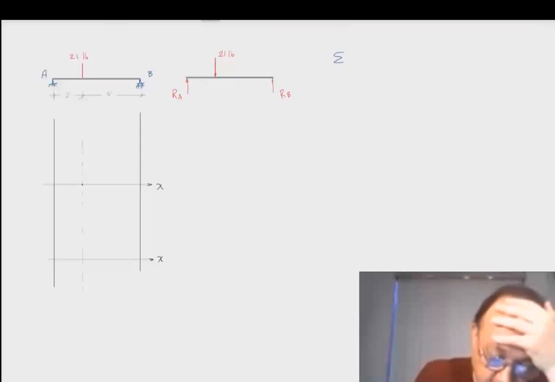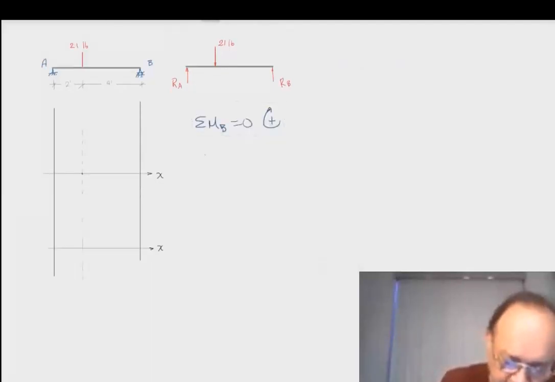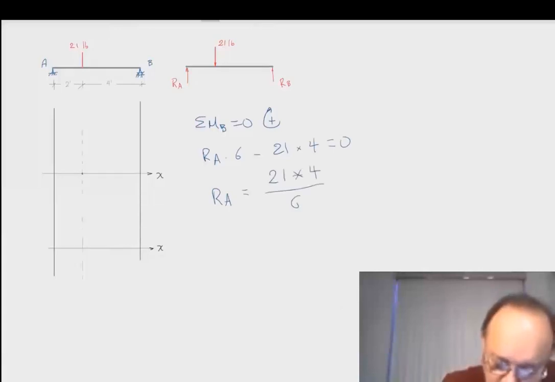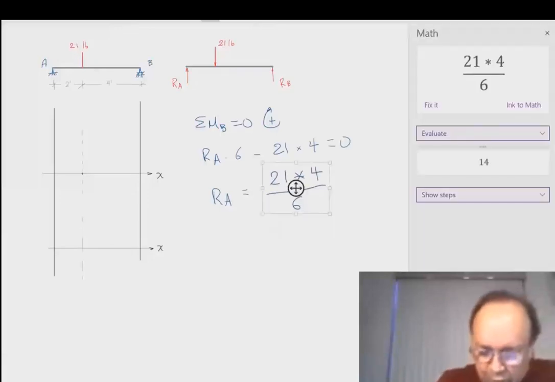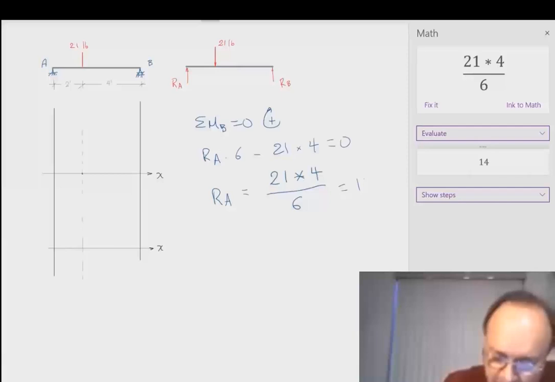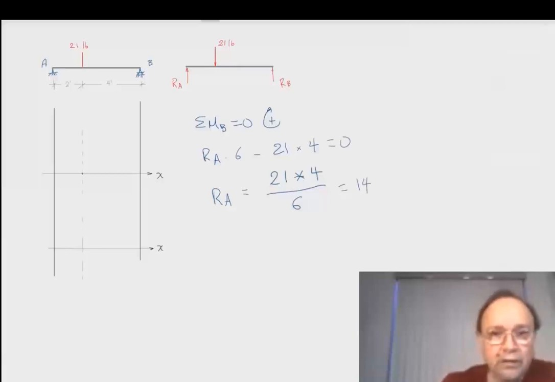Let's do summation of moments at point B equals 0. I'm going to say positive in this direction. Then I have RA times 6 minus 21 times 4 equals 0. Somebody can tell me what RA is, equals 21 times 4 divided by 6? 14. Look, I got 14 too. Great, thank you. To confirm that this is correct, it's good to have at least two answers.